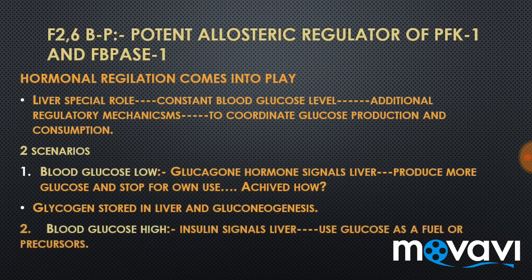The second scenario here is when the blood glucose level is high. So this would be the opposite. Now the hormone would be insulin. It would signal the liver, hey, come back, sorry, come back, we have to reverse. Use glucose now. You can use glucose as a fuel or precursors for yourself also, and you can make precursors from this glucose too.